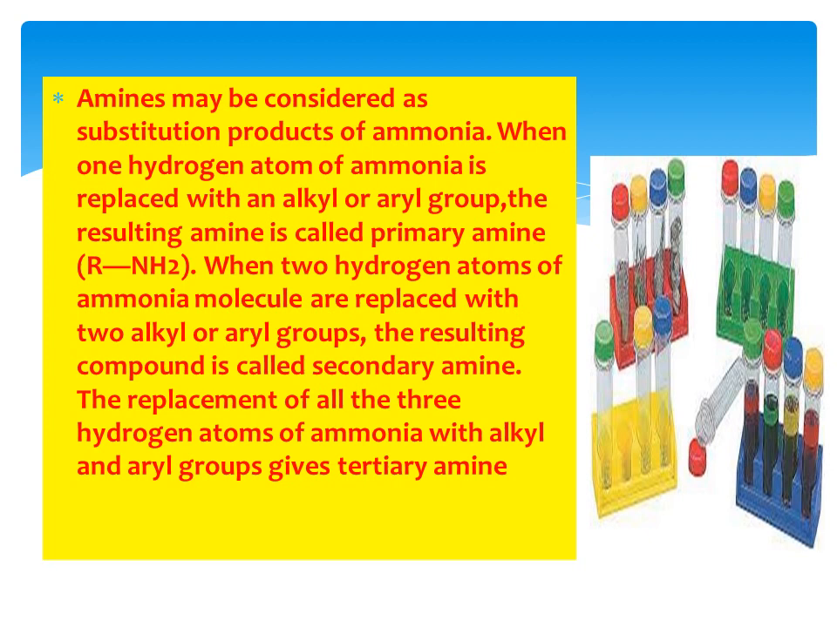Amines may be considered as substitution products of ammonia. When one hydrogen atom of ammonia is replaced with R, which is an alkyl or aryl group, the resulting amine is called a primary amine. When two hydrogens of the ammonia molecule are replaced with two alkyl or aryl groups, the resulting compound is called a secondary amine. The replacement of all three hydrogen atoms of ammonia with alkyl or aryl groups gives tertiary amines.